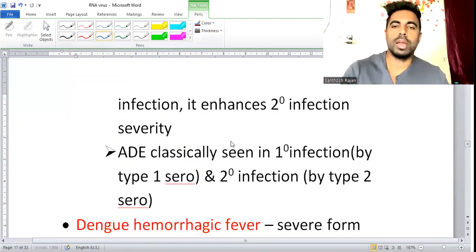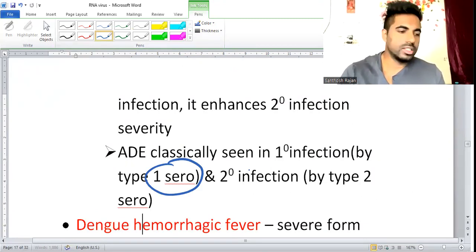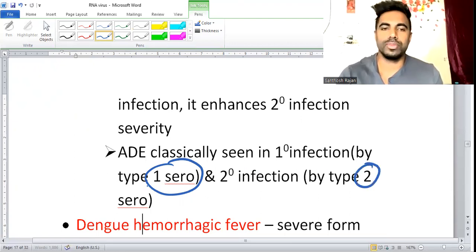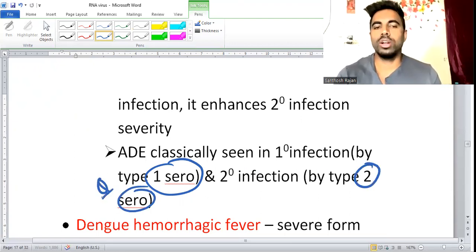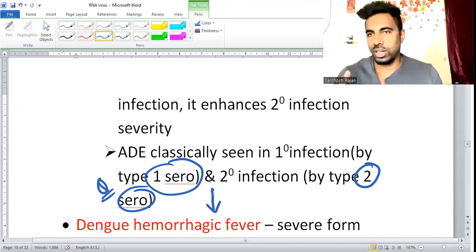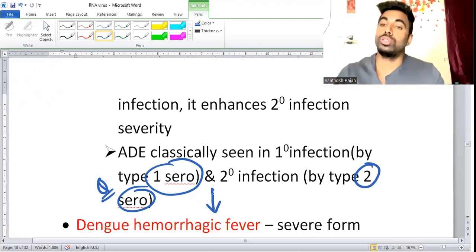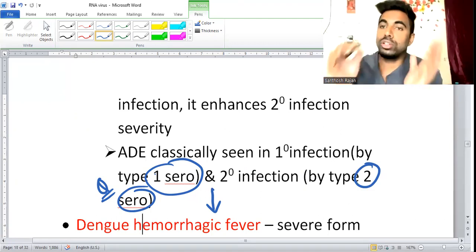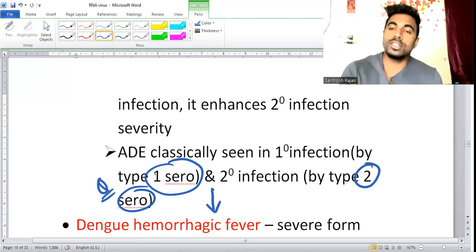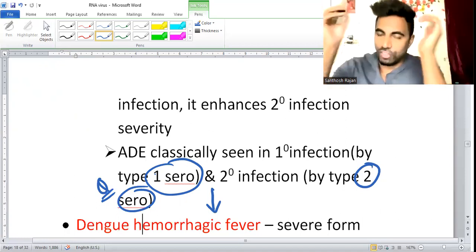Usually the primary infection is caused by serotype 1 and the secondary infection by serotype 2. The patient ends up with severe dengue hemorrhagic fever. The primary dengue will be normal, caused by serotype 1. After some months or years, he gets another infection caused by serotype 2, the most dangerous type. That's also dangerous, but also there is this mechanism: the primary infection has produced non-neutralizing antibody, which increases the severity of the second dengue infection.